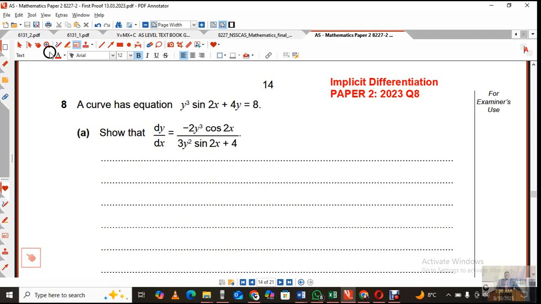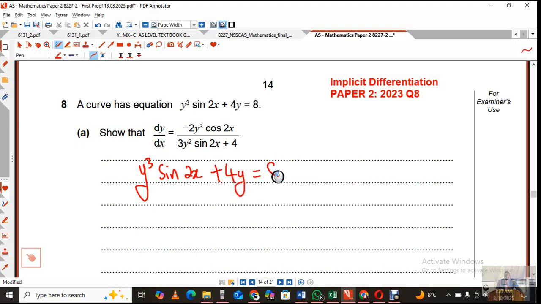I am continuing with my series on implicit differentiation, and I am doing a question that was in the paper of 2023, question 8. The statement says a curve has an equation y cubed sine 2x plus 4y is equal to 8. We are supposed to show that, so let's write this down.